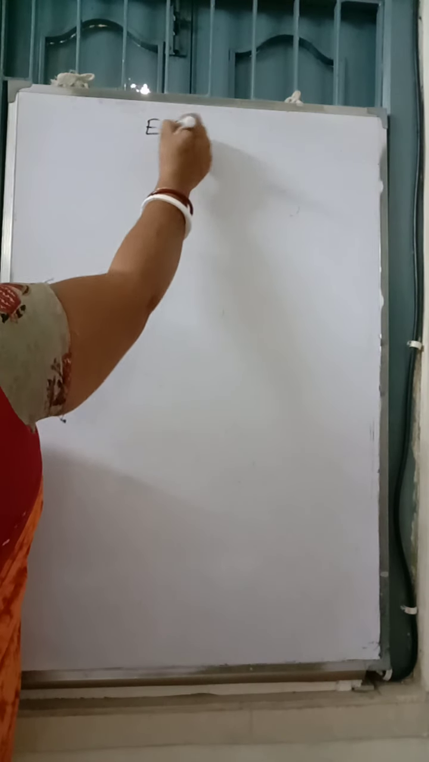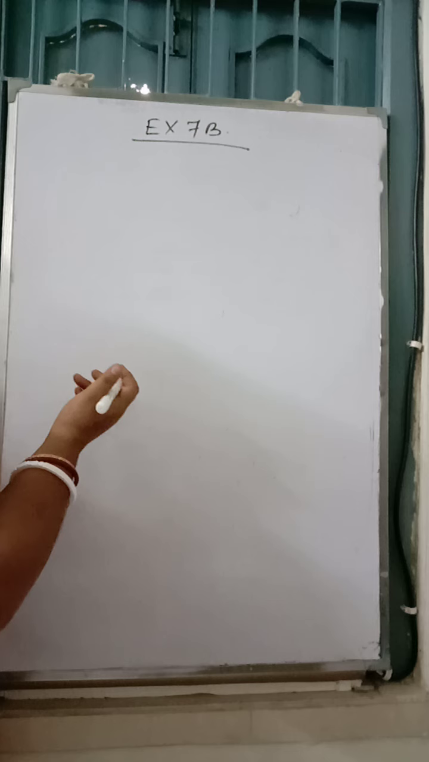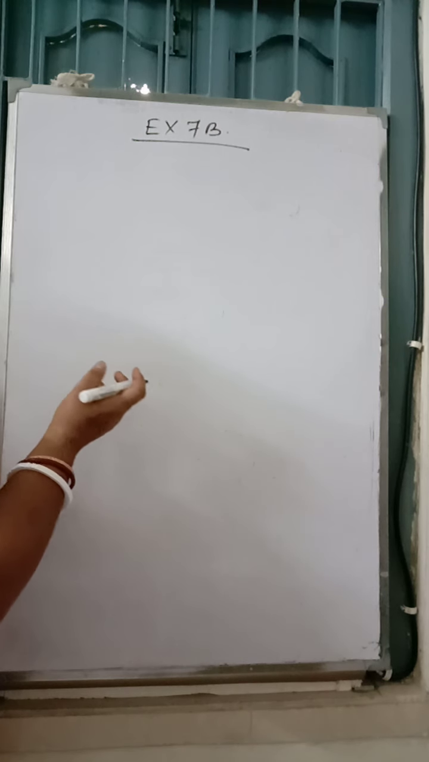Yes, we have completed exercise 7a in yesterday's class. Look at exercise 7b. I have told you to read about the things related to train, tunnel, canal or bridges.